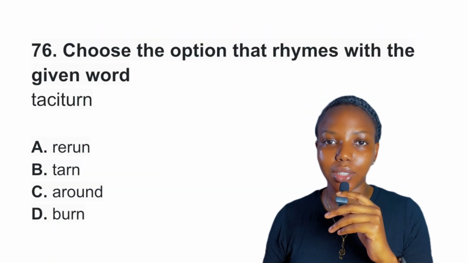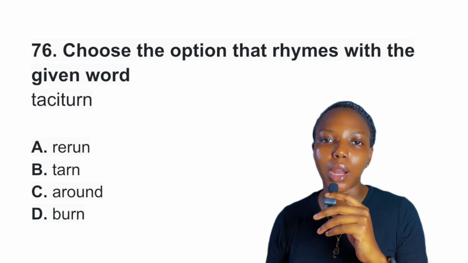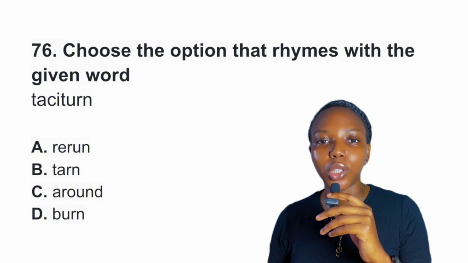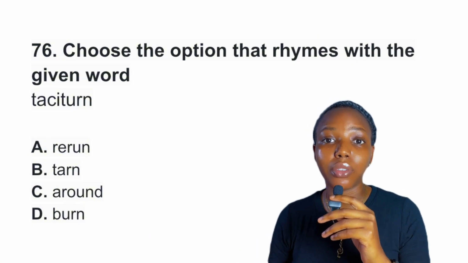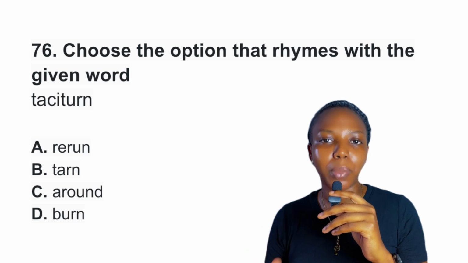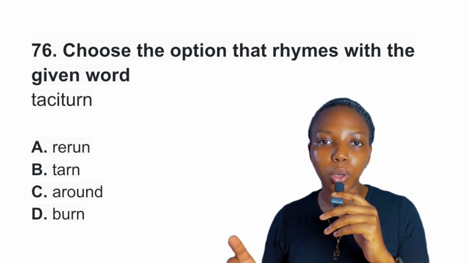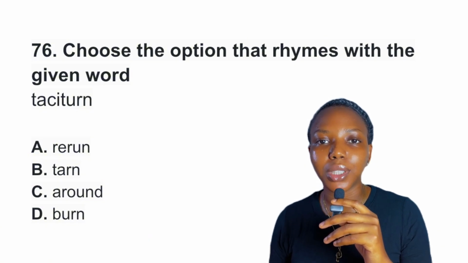Question 76. Choose the option that rhymes with the given word. When we're looking at rhyme questions, we look at sounds, not letters. Questions like this are the reason I would always transcribe, so that you can have evidence why we are choosing a particular option as the final answer. If you follow letters, you'll be quick to fail this question. So you look at sound and you start with the last sound.